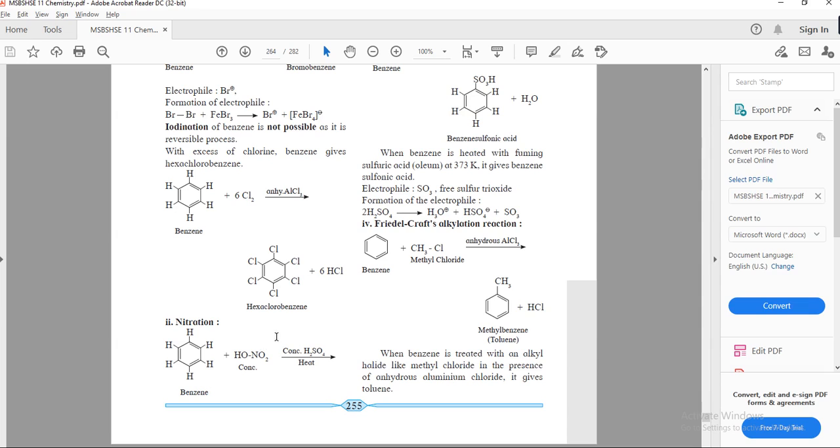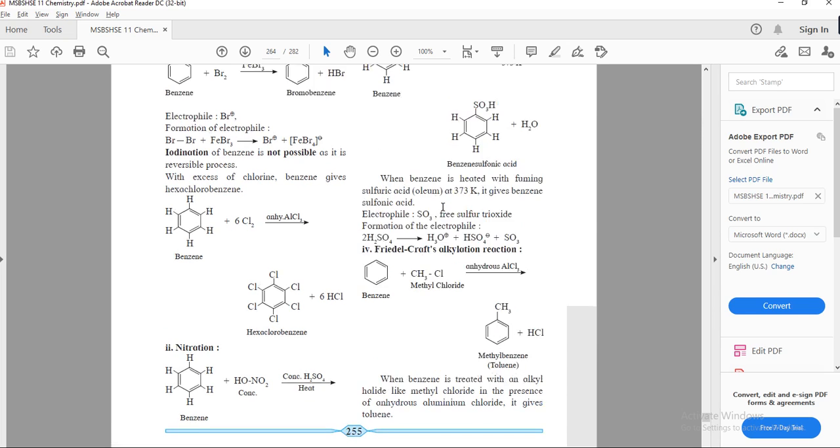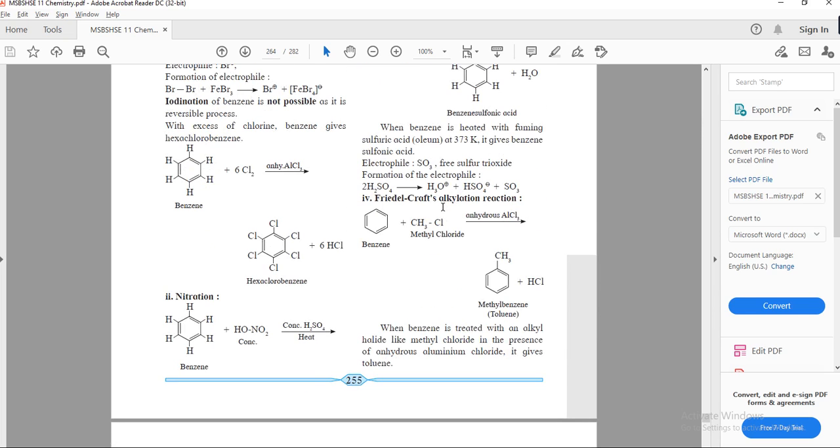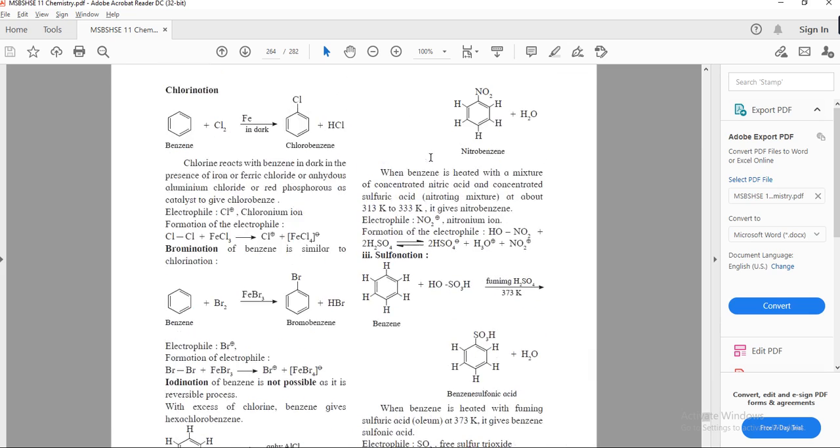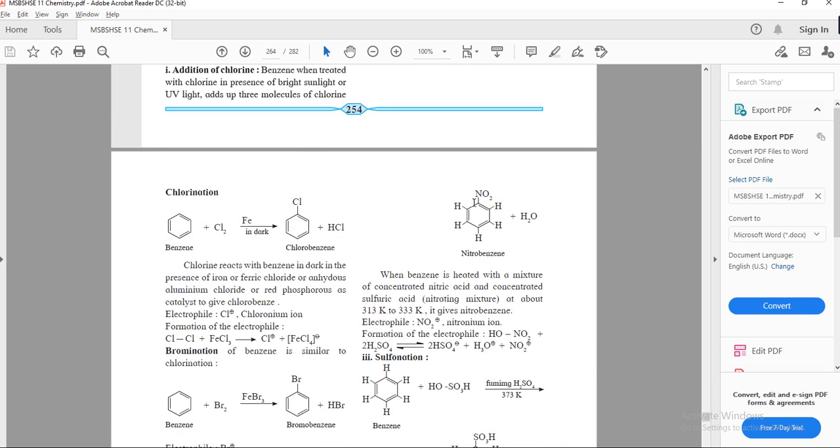Nitration reaction. In the nitration reaction, a hydrogen atom in the benzene ring is replaced by an NO2 group, and the NO2 group is an electrophile, generated in the presence of concentrated HNO3 and concentrated H2SO4. This mixture is called the nitrating mixture, HNO3 and H2SO4. Benzene with nitrating mixture gives nitrobenzene.